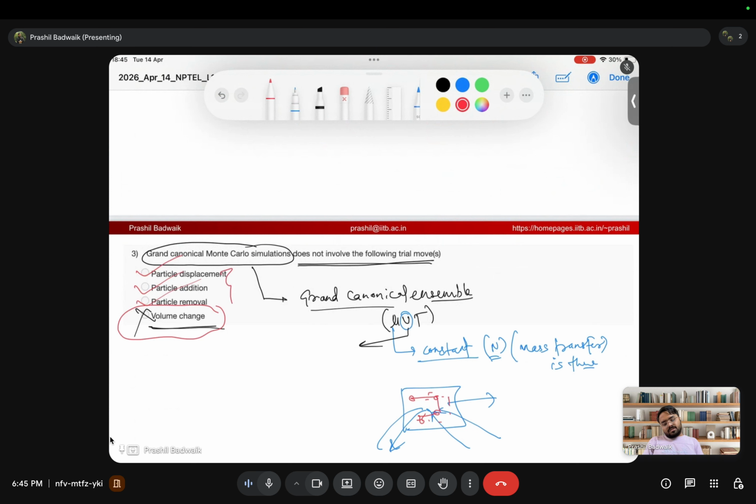And once all these things are changing, energy will automatically change. That means temperature is constant. So Grand Canonical Monte Carlo simulation does not involve volume change. So this option is correct. Right? Option number 4.